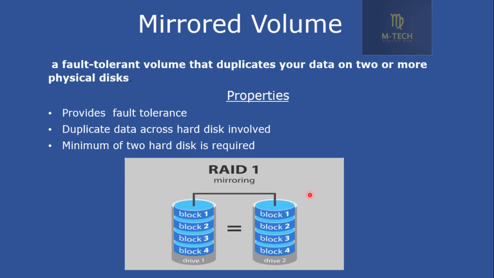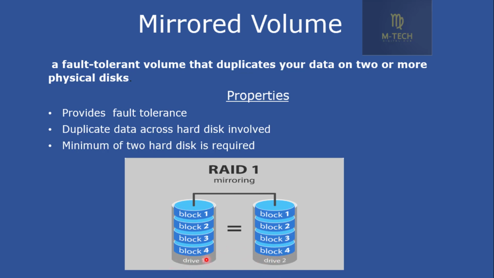Now let's move on to the mirrored. Mirrored is very straightforward. Mirrored is a fault tolerant volume that duplicates your data onto 2 or more physical hard drives. So unlike the strip volume, mirrored does not actually strip, but this time around it duplicates or copies itself. So we have block 1 and block 2, block 3 here, block 4 here. It is disk 1 and disk 2.